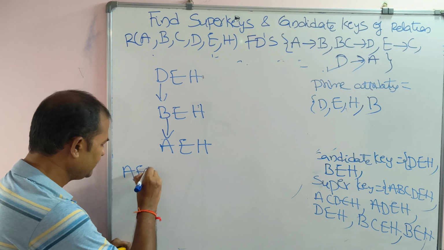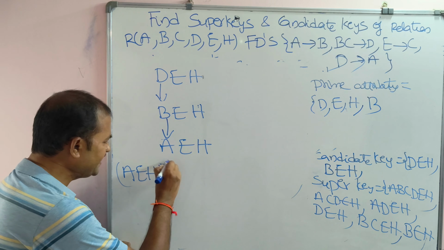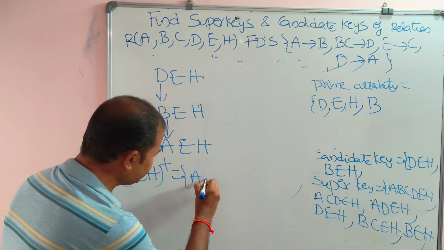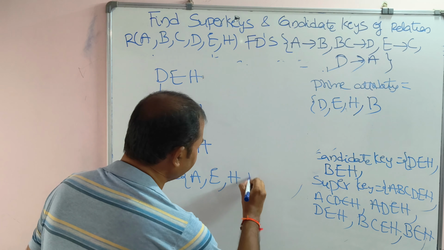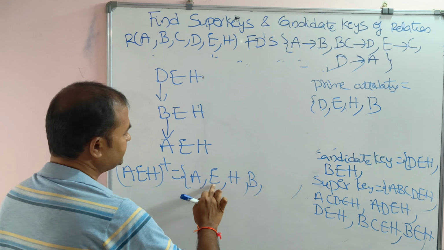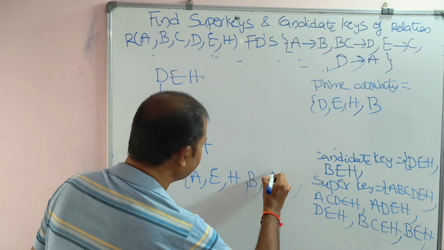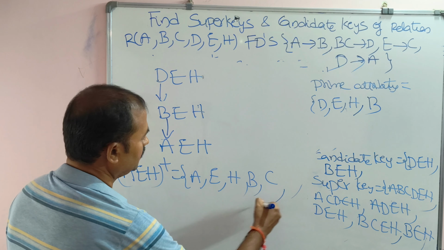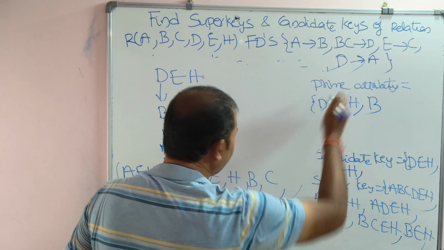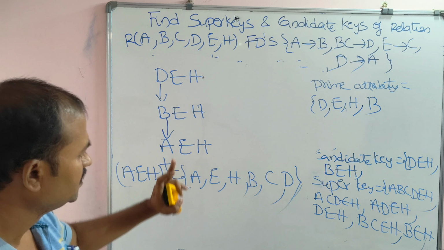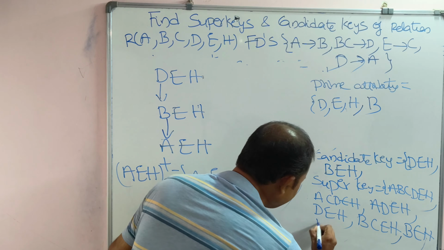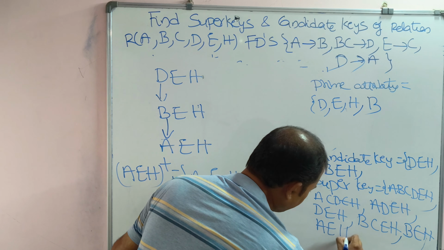So let's calculate AEH closure. It will determine itself, AEH. Next, A determines B. Next, here we have E. E determines C. Here we have BC. BC determines D. Here we have all the attributes. So we can say that AEH is the super key.